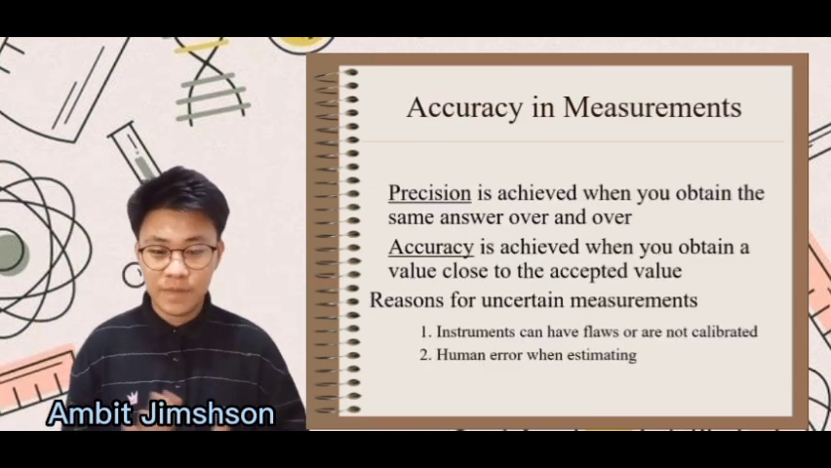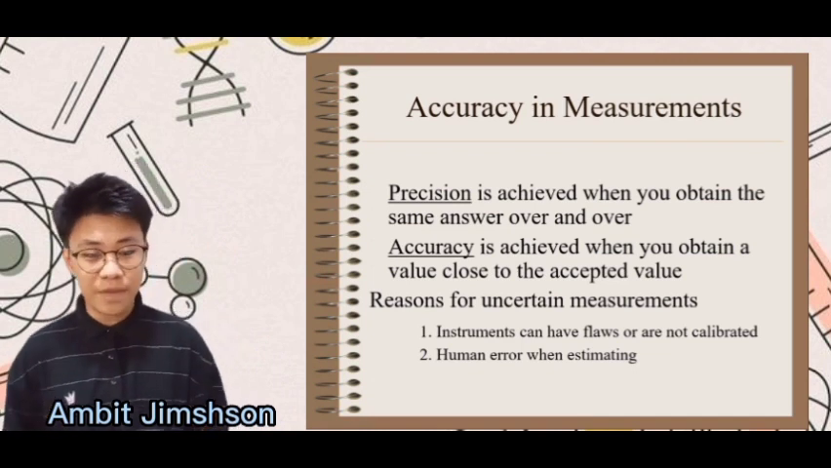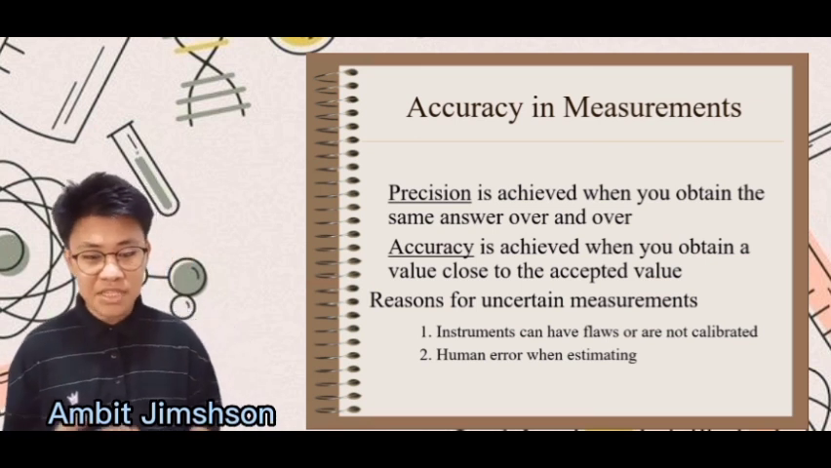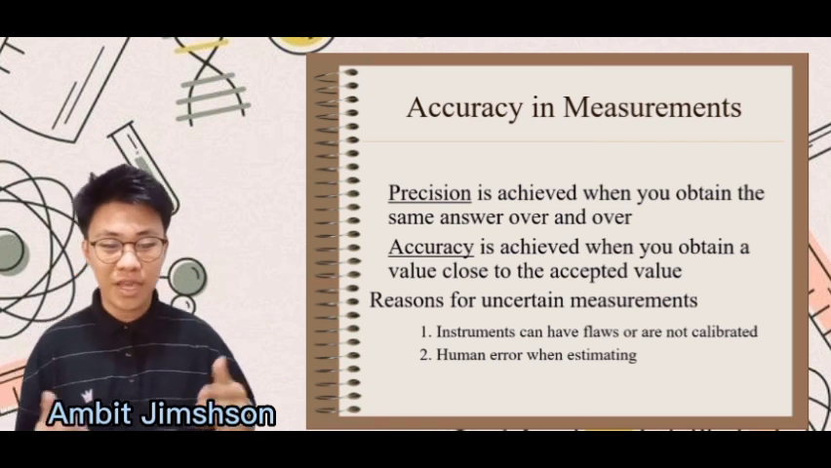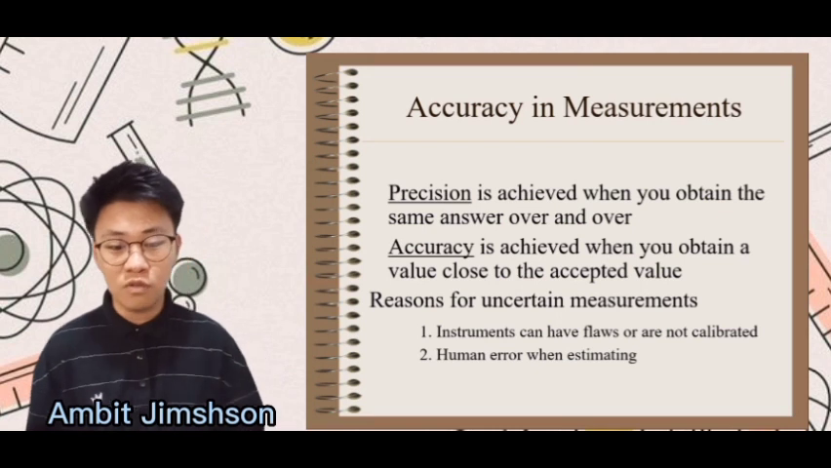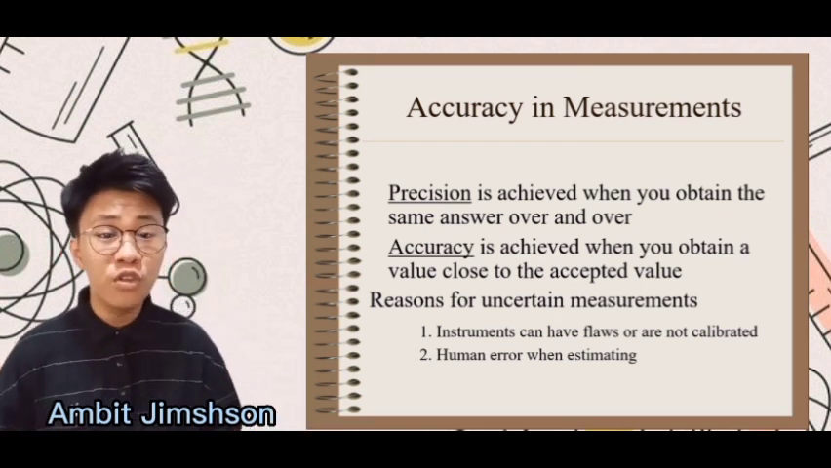Accuracy in measurements. Accuracy and precision are important concepts in measurement. Precision refers to obtaining the same answer consistently in repeated measurements. Accuracy refers to how close a measured value is to the accepted or true value.